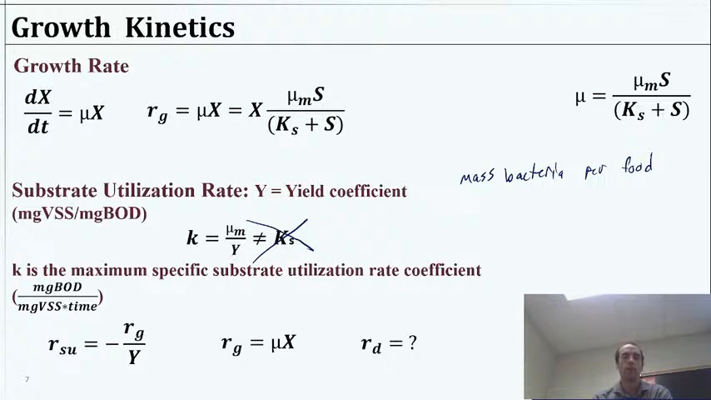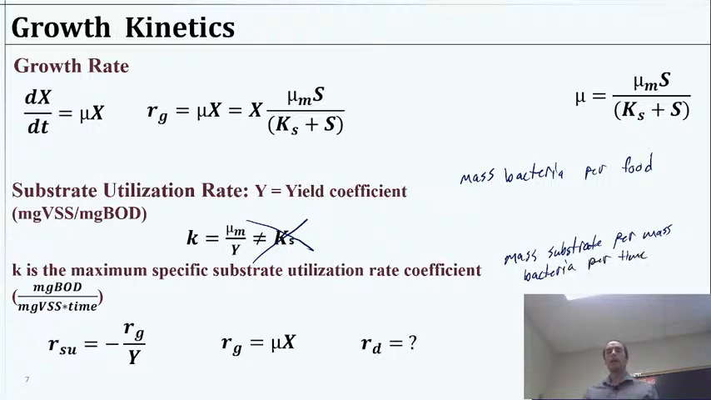Then when we have a substrate utilization rate coefficient, this one should include time because it's a coefficient kind of thing, and we're using substrate, so this will be mass of substrate per mass of bacteria per time.